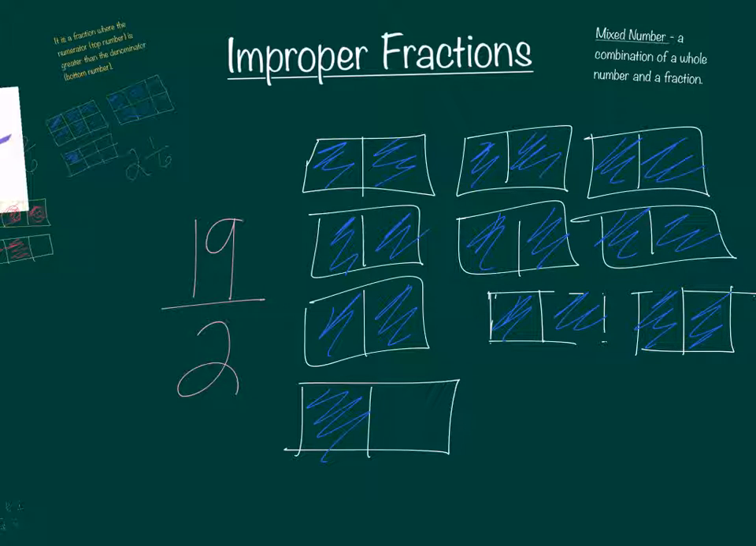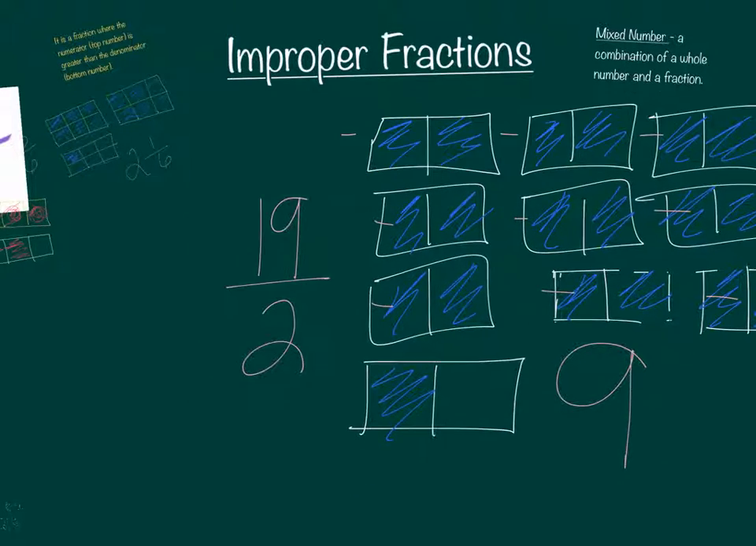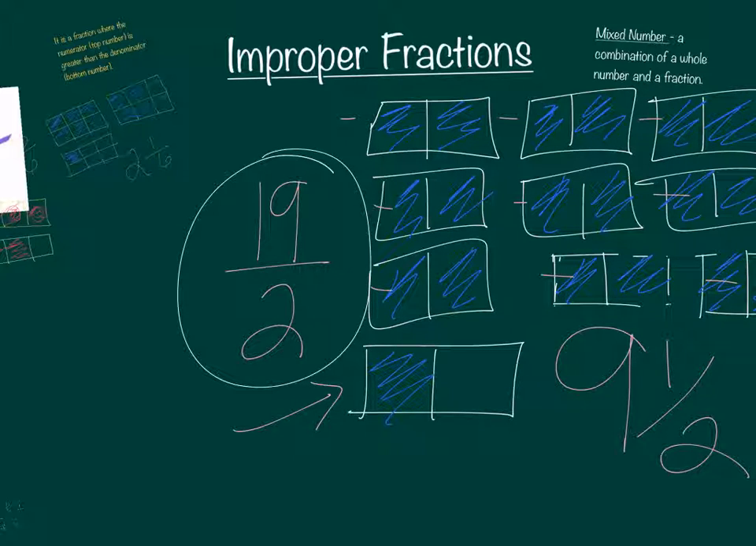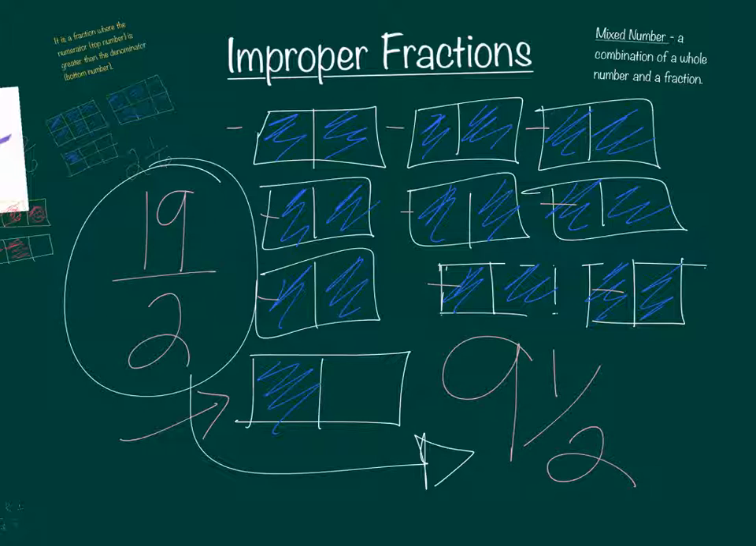Let's count how many wholes we have. 1, 2, 3, 4, 5, 6, 7, 8, 9. I have 9 wholes. Now, how do I know that they're wholes? Excellent. Because out of the 2, both are colored in. So it tells me I have 2 of 2, which is my whole. So now I have 9 wholes, and I have to figure out what I have left over. So I'm going to go to this last one right here, which shows me that I have 1 out of 2 colored. So my improper fraction of 19 halves in a mixed number is 9 1/2, because it shows all of my halves that are colored in to make the 19 with 1 left over.